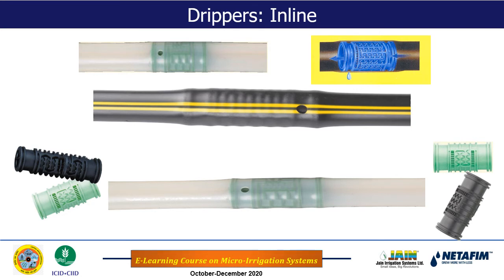But in the case of the inline emitters, mostly those are of the labyrinth or linear type. As you see here, those are inserted or integrated inside the lateral in the manufacturing process itself, and therefore they are known as the inline emitters. It is not that we have to procure inline emitters separately and push them into the lateral.